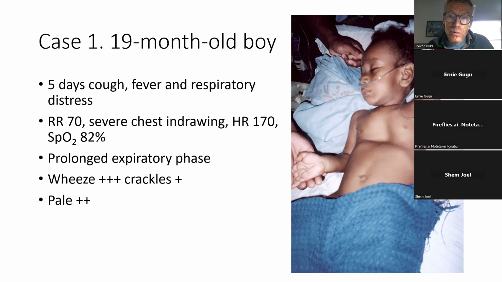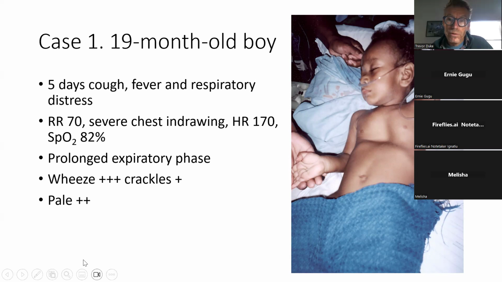So when you listen, usually when you hear that prolonged expiratory phase, you're hearing wheeze. And often the patients also have crackles as well, because what crackles reflect is just secretion in the airways. As the air is moving in and out of the airways, it's moving through secretions, and that's what crackles are, either at the alveolar level or in the airways itself. And the last thing about this child, you can see the boy's hand was also very pale.